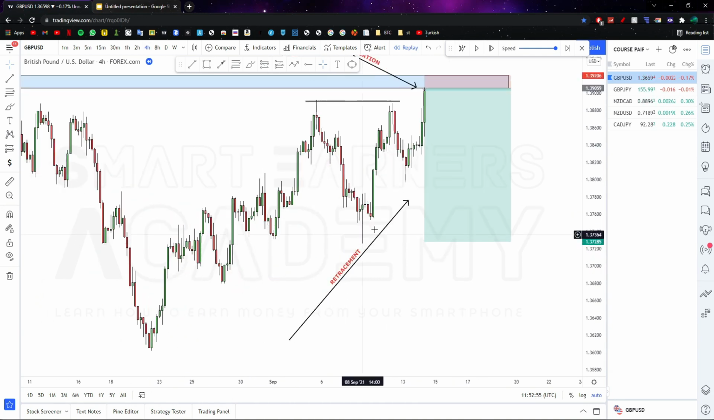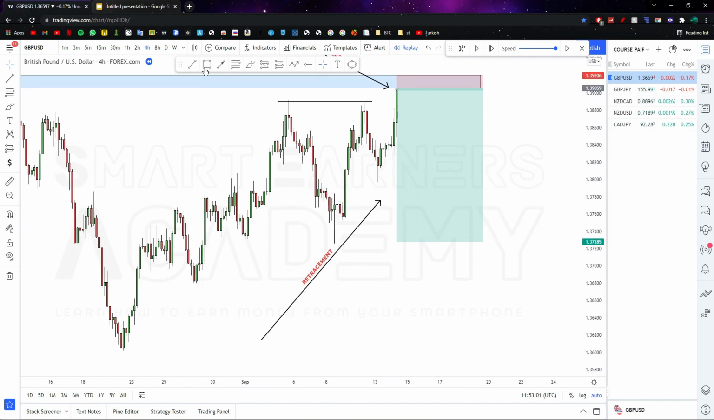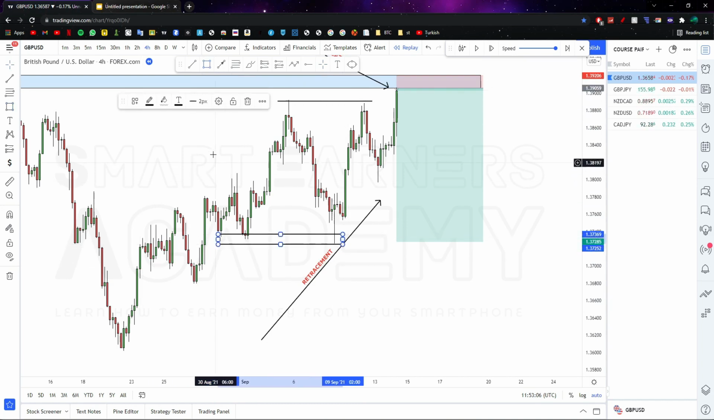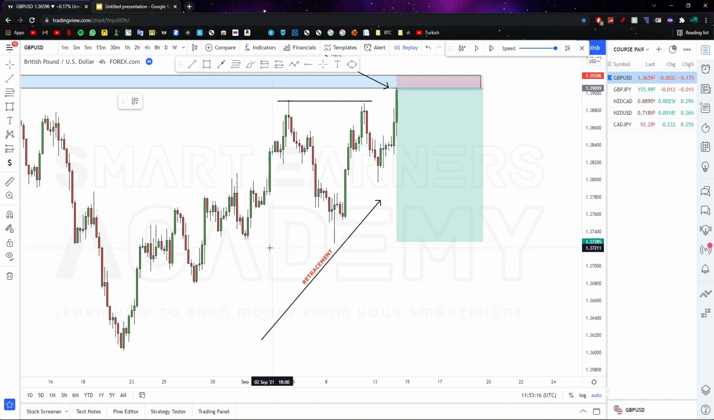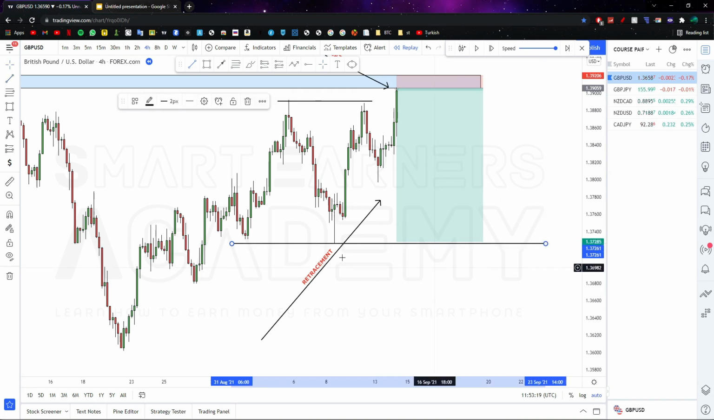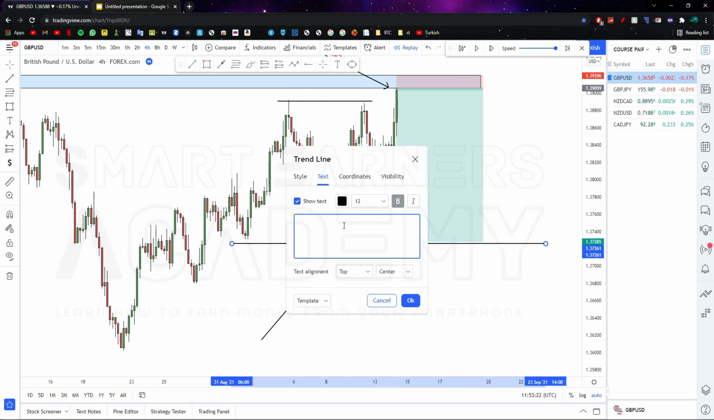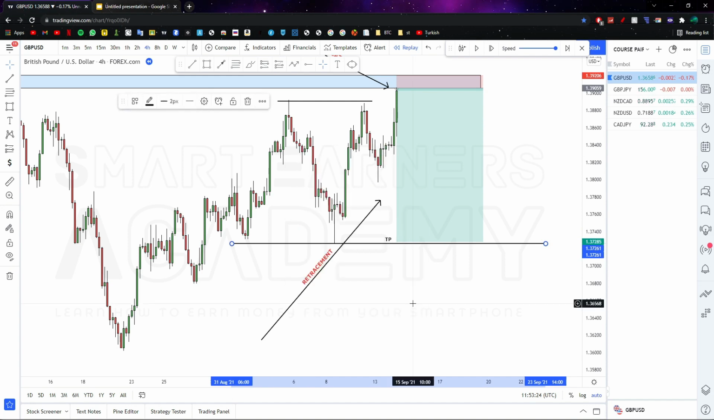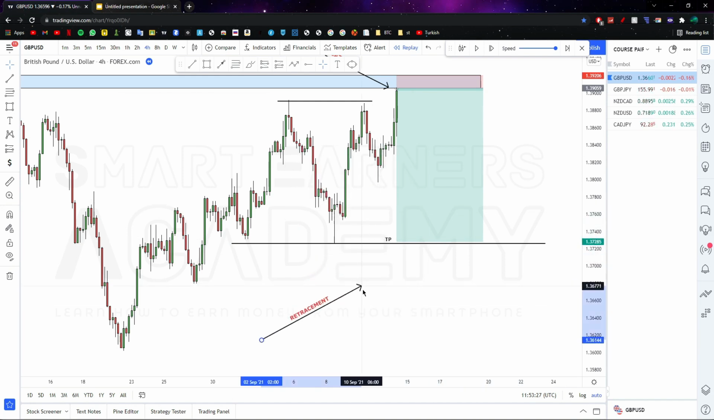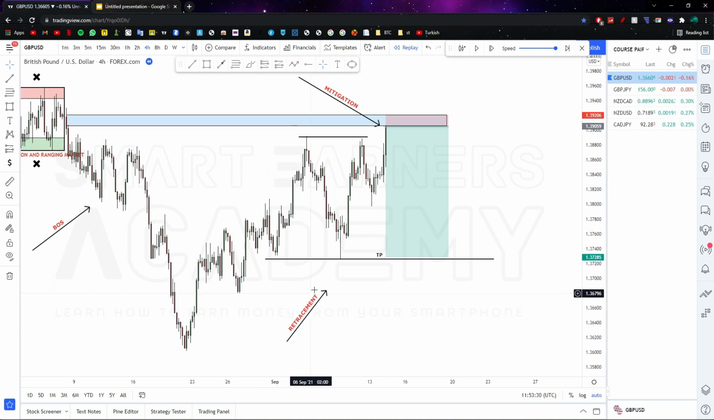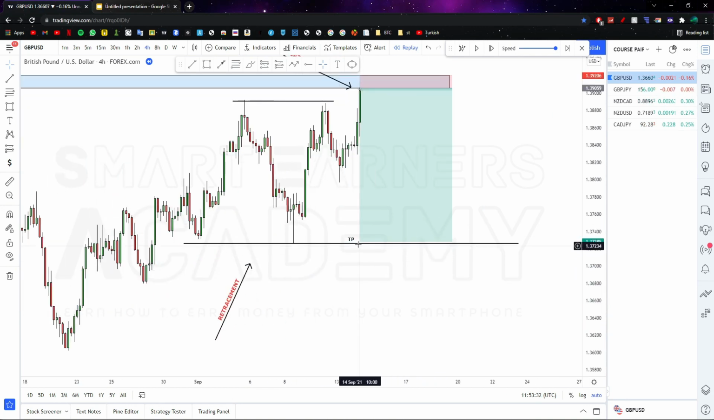So an area of liquidity which we can set our take profit is, for example, an area over here. This area of support right here can be an area of liquidity where you're setting your targets. So I'll just draw this as a line, so it's one number, and then I'll name this TP. So that could be one of our take profits.